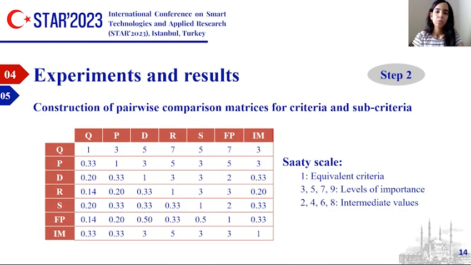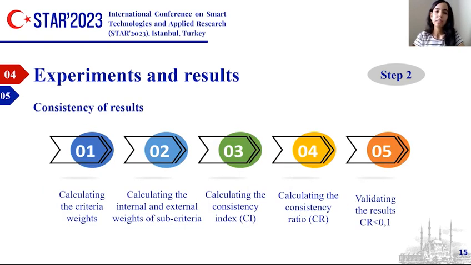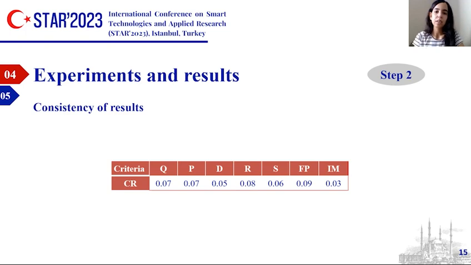Now let's move on to the second phase, where we apply the AHP method. We construct this matrix based on the results of a survey conducted with a group of experts using the Saaty scale. To ensure the validity of this matrix, we follow these steps and calculate the consistency ratio, which should be less than 0.1. So the results obtained confirm the consistency of all our matrices.